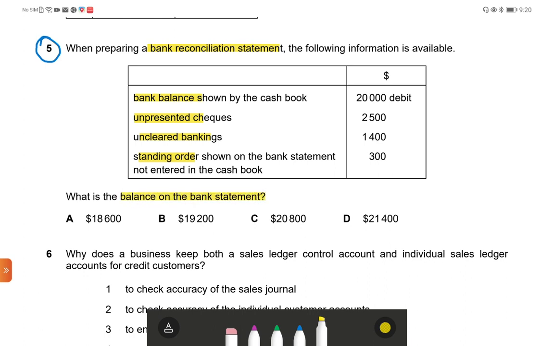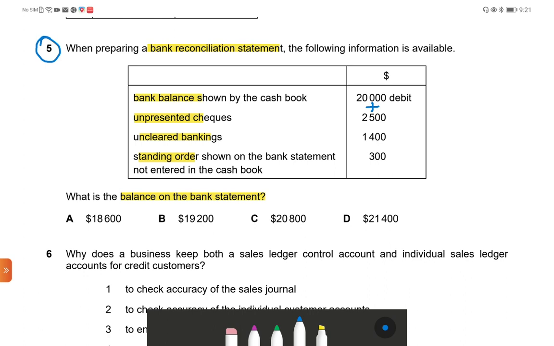Here the bank balance is 20,000 and unpresented check. Unpresented check means the cash book has it on the credit side, but the bank doesn't know about the unpresented check, so that is not deducted in the bank statement. So it must be added. It is not deducted in the bank statement, so this amount is added only there.